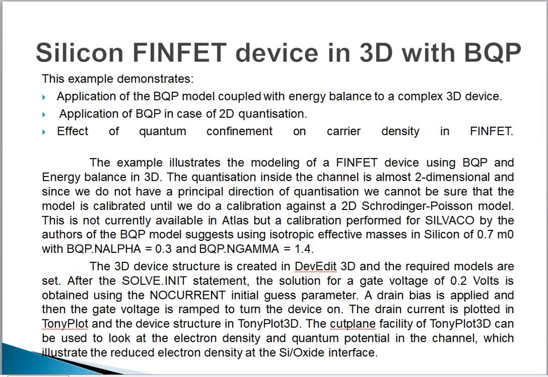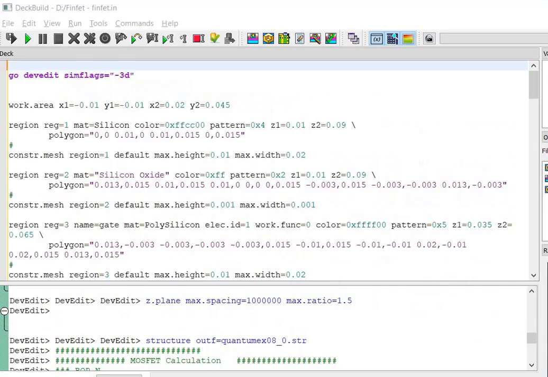By using the cut plane facility of TonyPlot 3D, you can find out the electron density, surface potential and electric field of the proposed device. Let's go to the code.